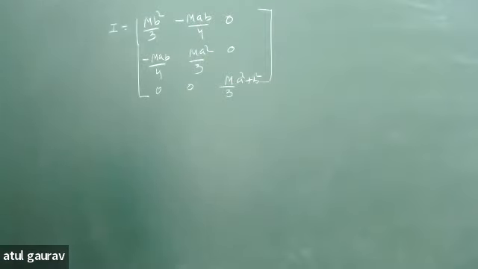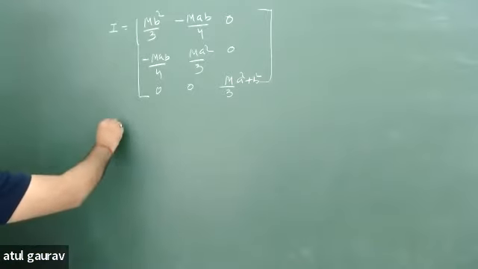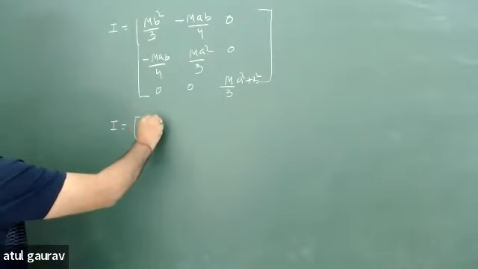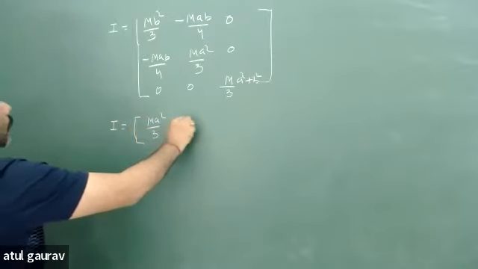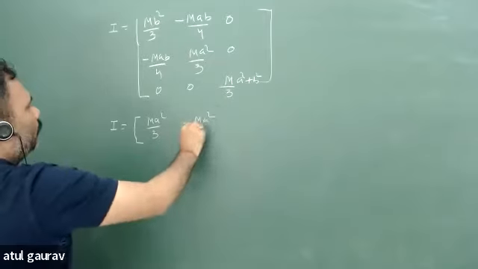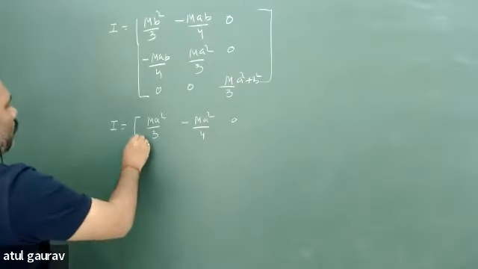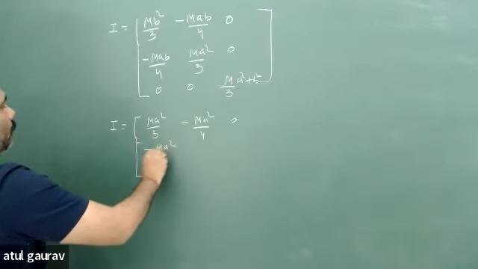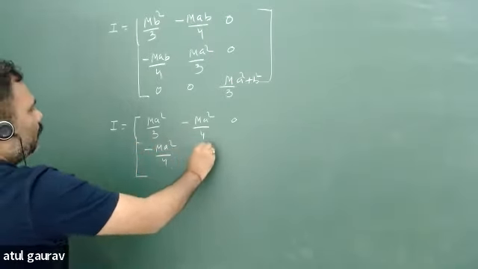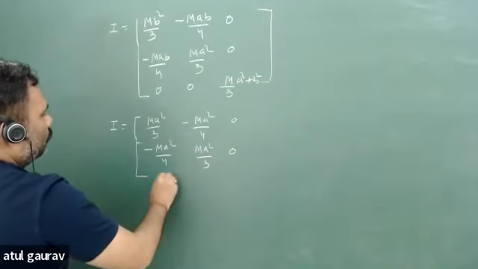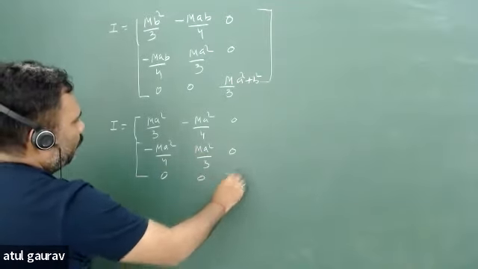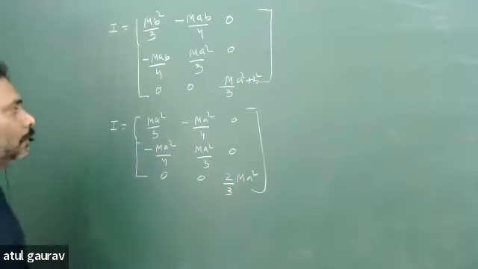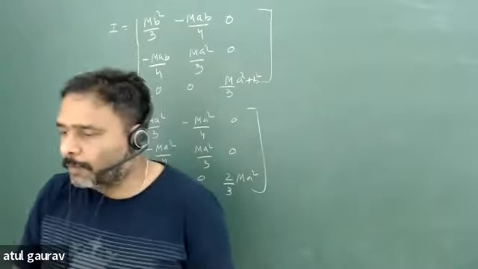Okay. So when we go for b is equal to a, then I can write my I as ma square by 3, minus ma square by 4, which means that will convert it into a square, isn't it? And that value is minus ma square by 4, ma square by 3, 0, 0, 0, 2 by 3 ma square. Is this clear?